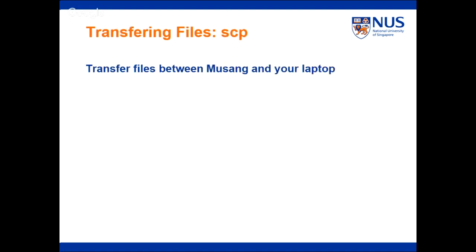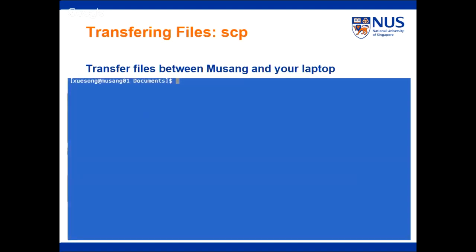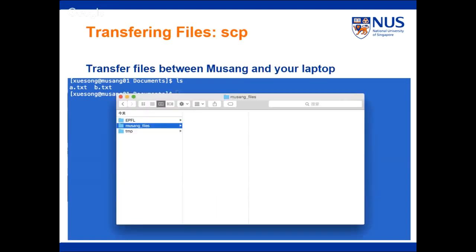But sometimes you might want to edit your files locally and upload them to the server, or you want to download some results from the server to local for viewing. So SCP will do this. Basically, you can issue this command line. For example, I now have these files in this folder, and I want to put them locally in my Musan files on desktop.